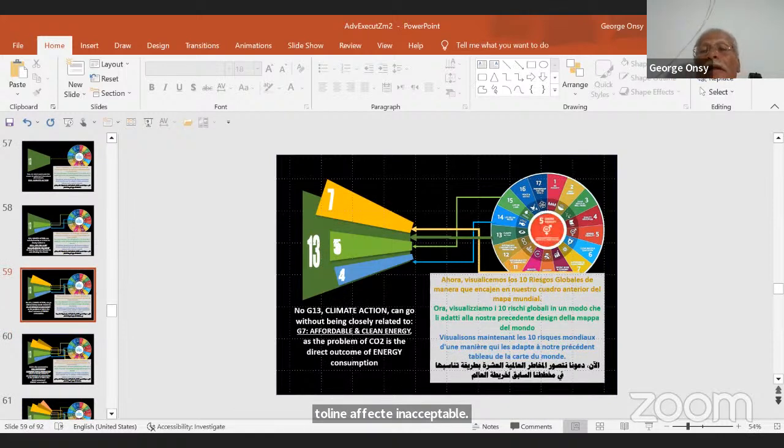Then another goal which is very important and closely related to 13, and could be harmful to the climate action, is energy. So it is G7, affordable and clean energy, because the problem of CO2 is the direct outcome of energy consumption, which affects the climate.